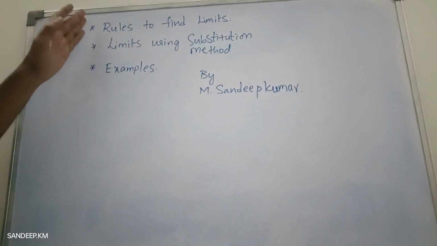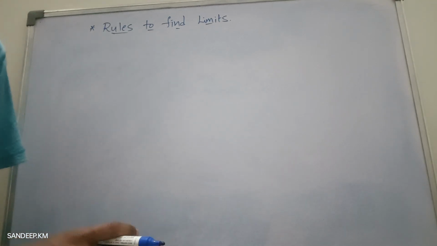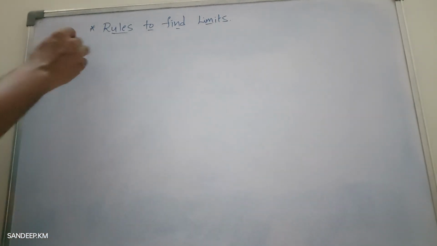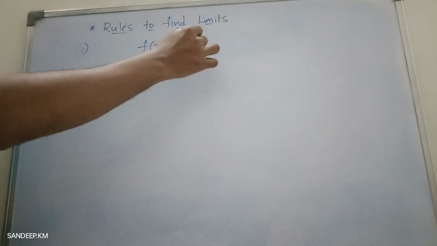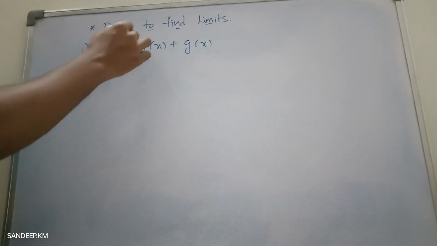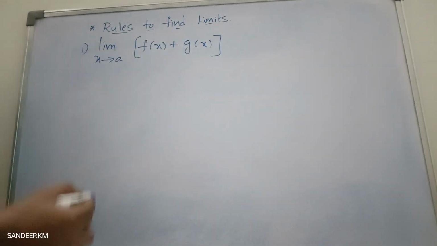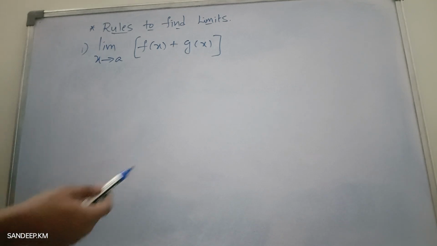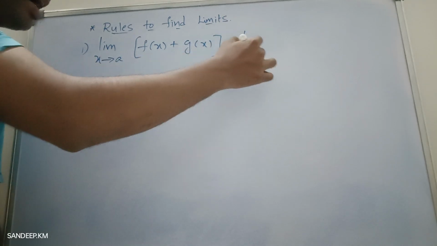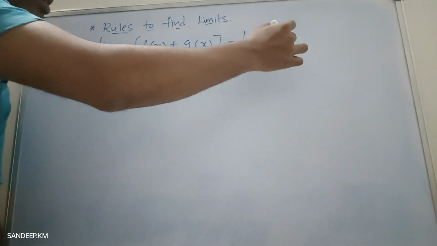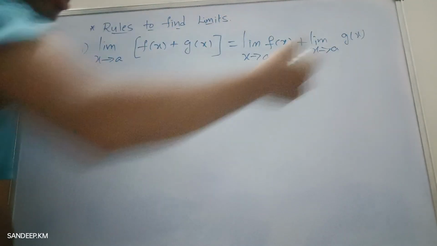First, let us look what are the rules to find the limits. So let us see the rules that we are going to follow to find the limits. First, the first rule says that when two functions f of x and g of x are under addition, if you are trying to find the limit x approaches a, then we can say that under addition you can separate the limits. So which means it is equal to limit x approaches a f of x plus limit x approaches a g of x. So that is the first rule.